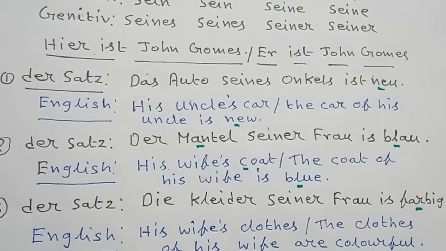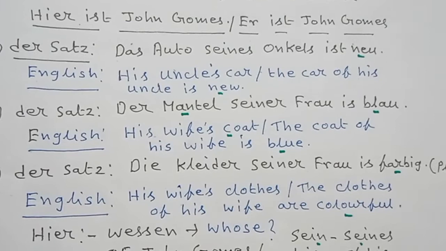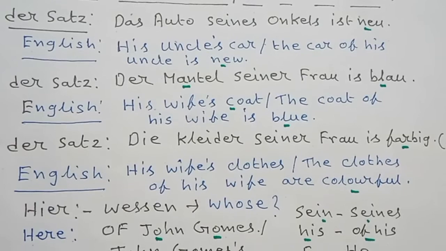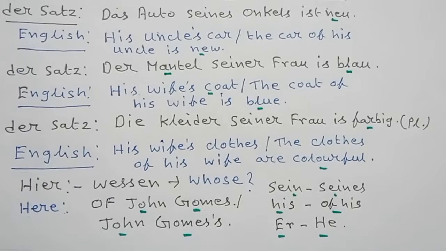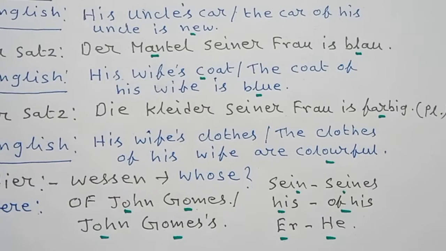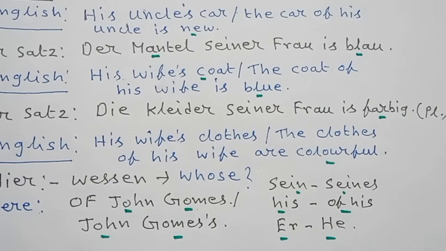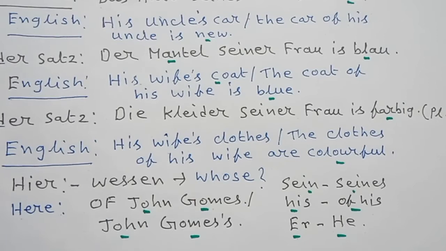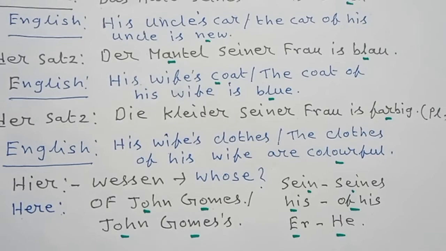Number two: Der Mantel seiner Frau ist blau. His wife's coat, or the coat of his wife, is blue. Number three: Die Kleider seiner Frau sind farbig. Here is a plural form. His wife's clothes, or the clothes of his wife, are colorful. Here, sein is nominative, seines is genitive: his, or of his, er, he. That is, of John Gomes.